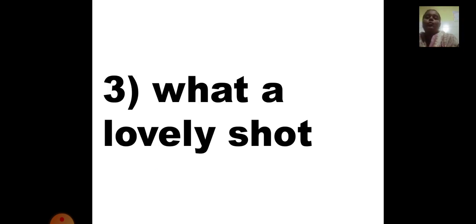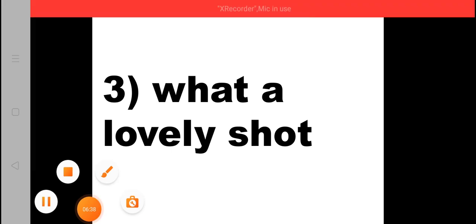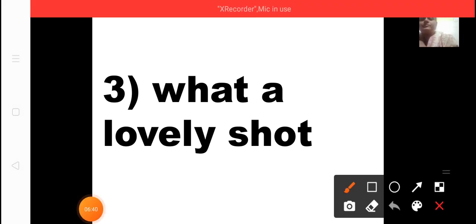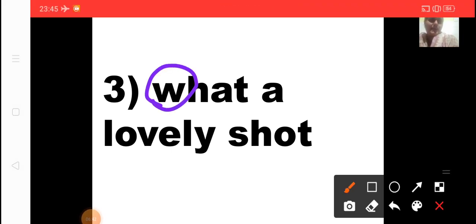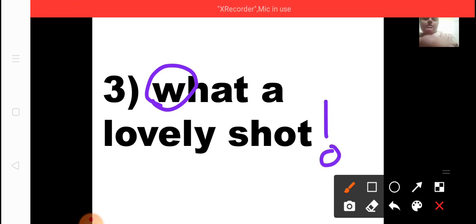Third one. What a lovely shot. Now here, what are the punctuations? Again, the first letter should be capital. It is W, it should be capital. What a lovely shot. And then it is expressing an incident, so here an exclamation mark should come. So, what a lovely shot! Two punctuation marks in this sentence.